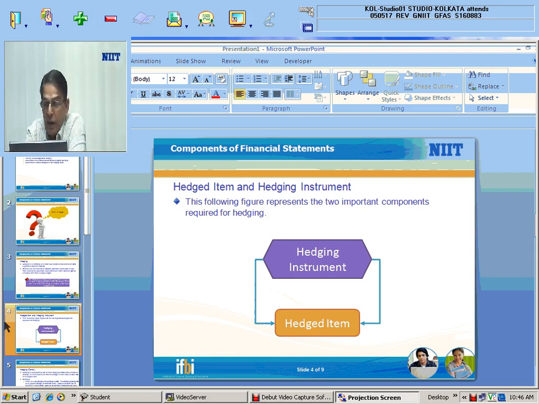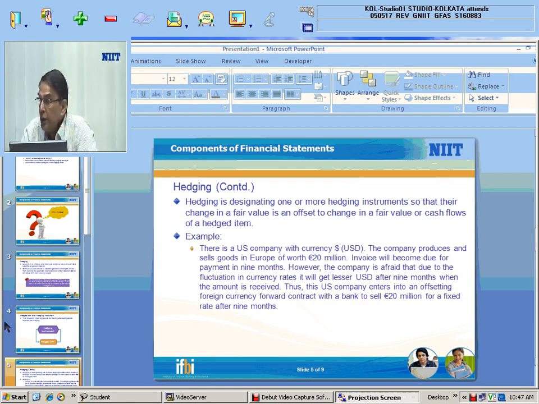A hedged item is an asset or liability or commitment, firm commitment or highly probable forecast transaction or net investment in a foreign operation. To be designated as a hedged item, it should expose the entity to risk of changes in fair value or future cash flows. So hedging is nothing but designating one or more hedging instruments so that their change in fair value is an offset to change in the fair value or cash flows of a hedged item.